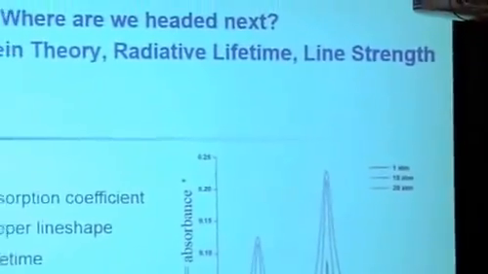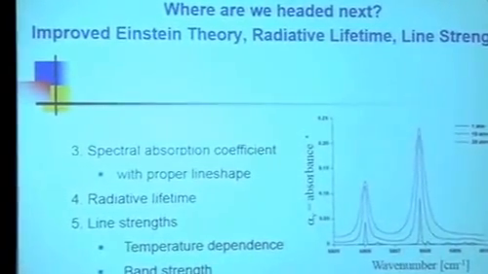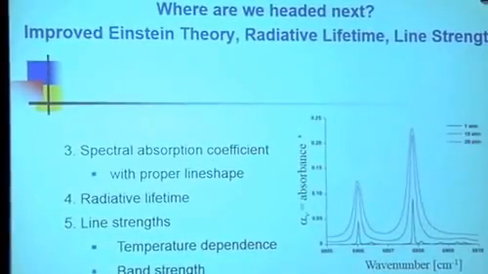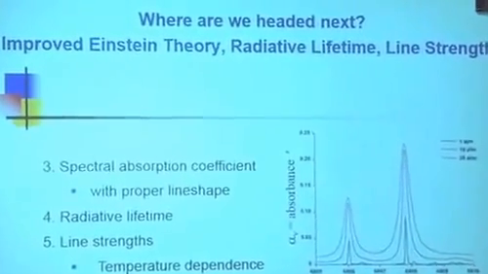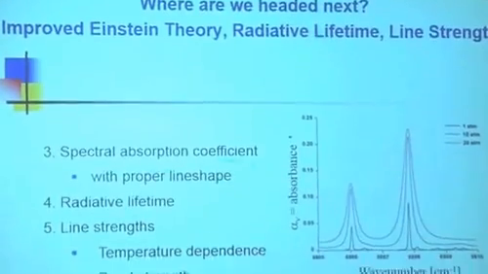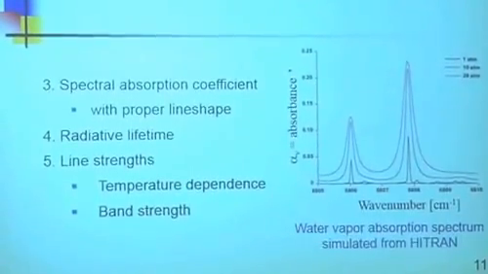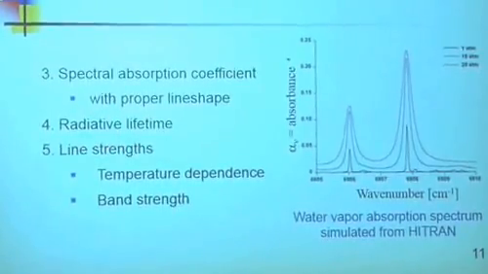These happen to be the water vapor absorption spectrum in some vicinity. Looks like it's around 6,000 wave number, so say 1.5 microns. Doesn't really make any difference. What we're going to do next is keep working on the spectral absorption coefficient, but recognizing we need to use a better model for the line shape. And we'll introduce the radiative lifetime, and then finally we'll talk about line strengths.